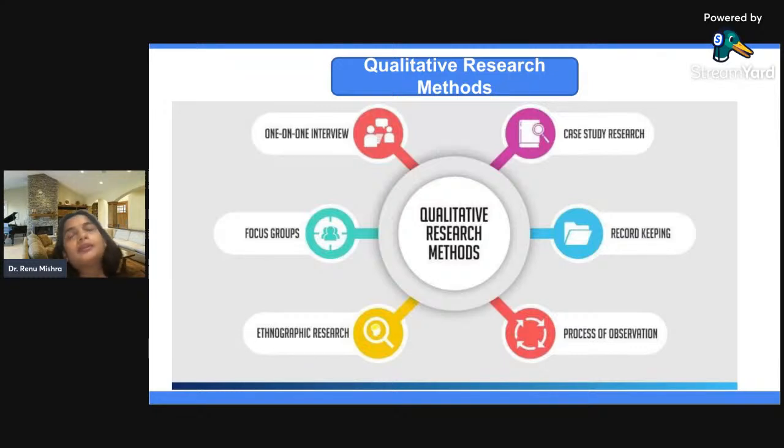In a focus group, rather than interviewing individually, you have a group of people and you give them a topic for discussion. You collect information on their opinions on that same topic, how different their opinions are, and what kind of information they share amongst each other. That's called a focus group.